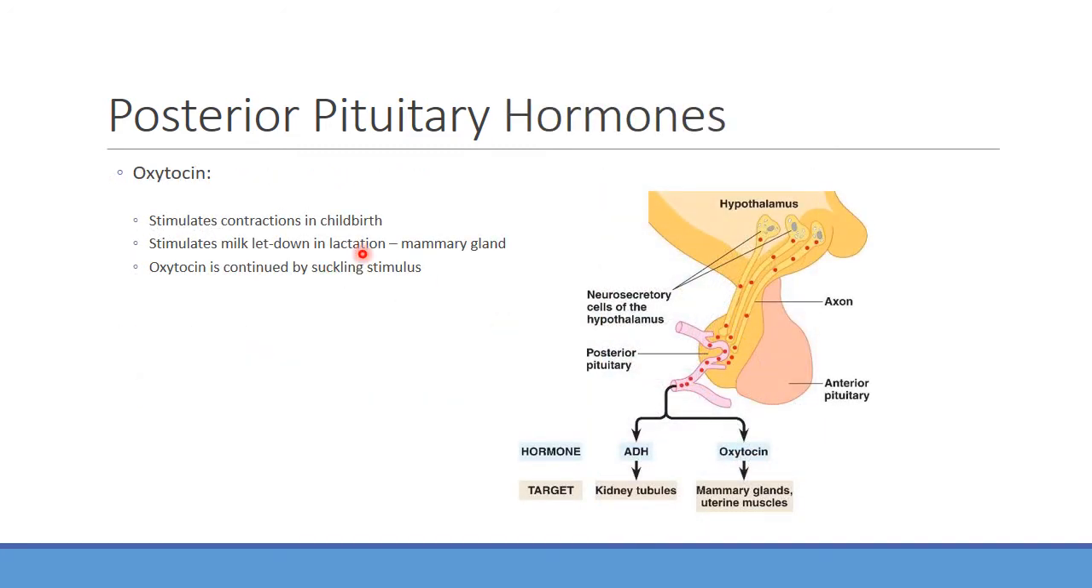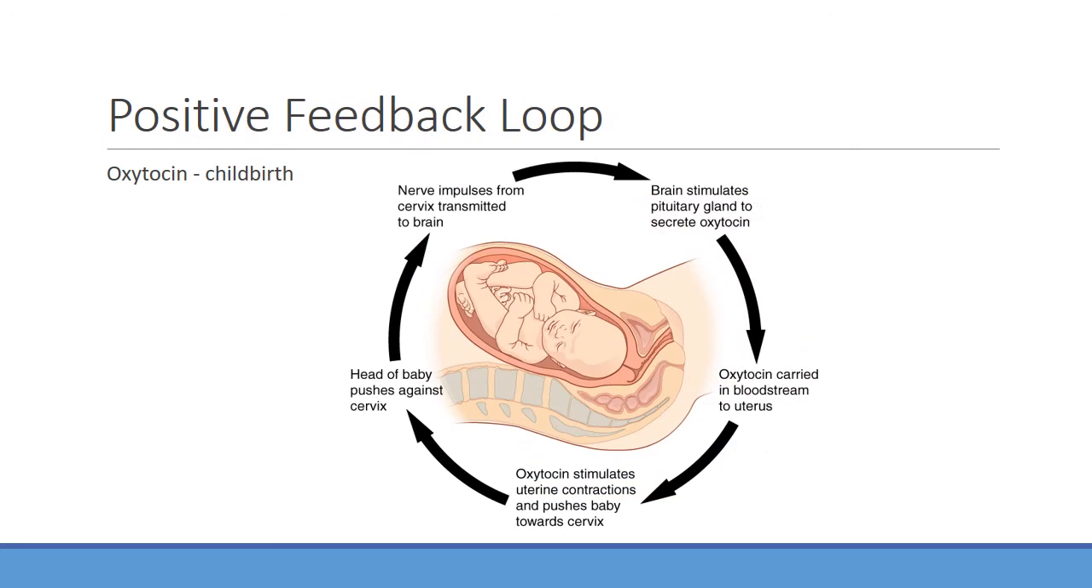So again, oxytocin stimulates contractions during childbirth, stimulates that milk letdown, and is going to continue to be used even during that with the suckling stimulus from the baby. So pretty straightforward there. We also remember that positive feedback loop that occurs. So again, the baby's head during childbirth on the cervix would lead to further oxytocin release. And a lot of times we give exogenous oxytocin in order to help continue this process, speed it up a little bit.